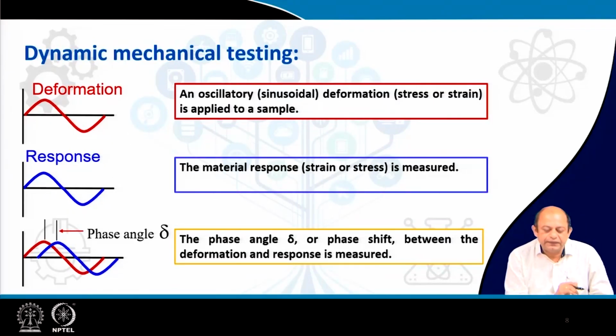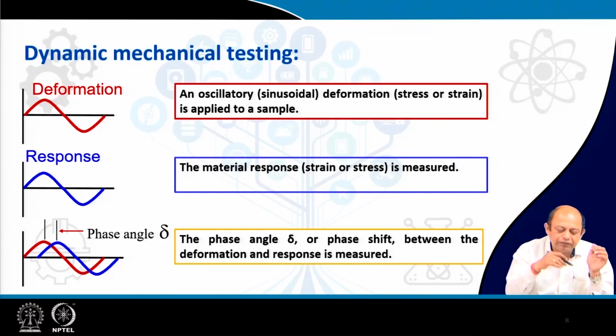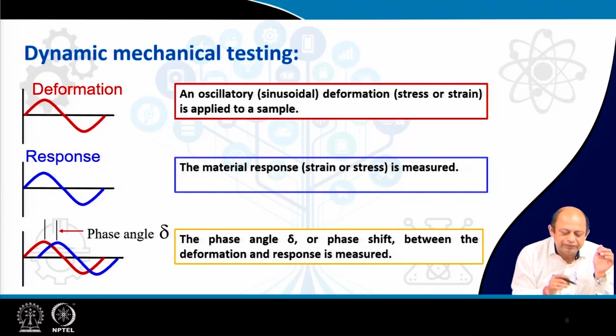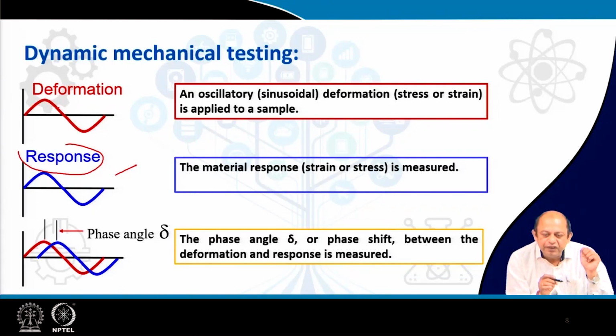Let us quickly understand what tangent delta is. As I mentioned, in an oscillatory test there are two parts to it, stress and strain. Suppose I apply a deformation on the sample, and then I get a response. This response will have two parts. One component will be in phase with the initial deformation and another component will be out of phase.